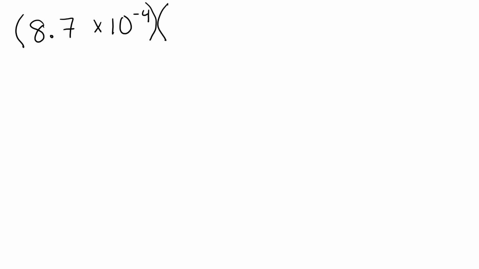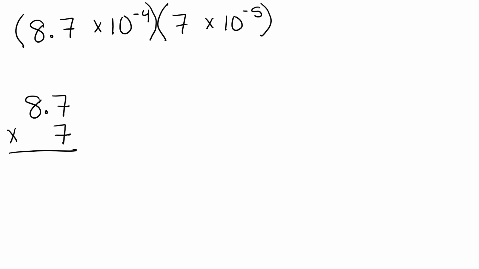And we're going to multiply that by 7 times 10 to the negative 5th. When we are multiplying and dividing, we do not write our answers in standard form like we would for adding and subtracting. We can simply multiply our numbers, 8.7 times 7. Now, 7 times 7 is 49, so put down the 9 and carry the 4. 8 times 7 is 56. 56 plus my extra 4 gives me 60. We only have one decimal point in our problem, so we only have one decimal point in our answer, 60.9.